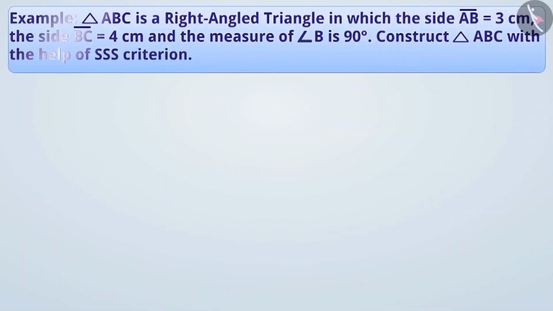Triangle ABC is a right-angled triangle in which the side AB is equal to 3 cm, side BC is equal to 4 cm, and the measure of angle B is 90 degrees. Construct triangle ABC with the help of the SSS criterion. Here, we have to construct triangle ABC.